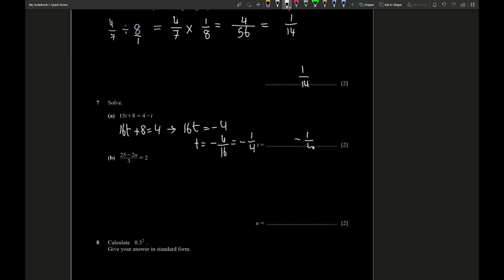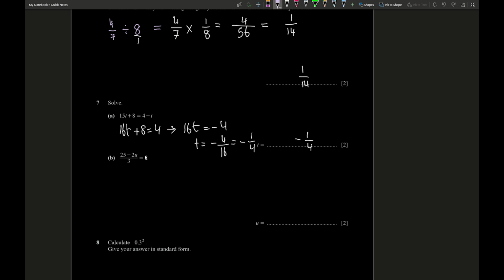Now, for part B, we've got a fraction on the left hand side: 25 minus 2u all divided by 3 is equal to 2, and you're asked to solve for the variable u. Now, since you've got a fraction on the left hand side, that's not very good. We want to get rid of it. How can we do that? Well, you can just multiply by the constant 3 on both sides.